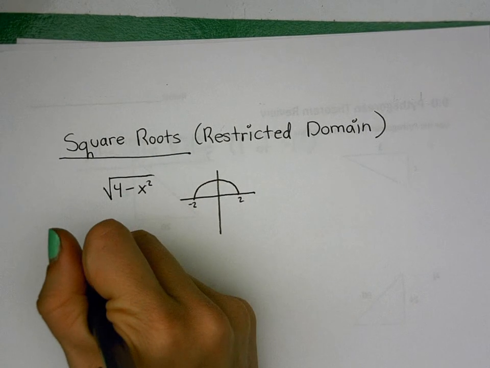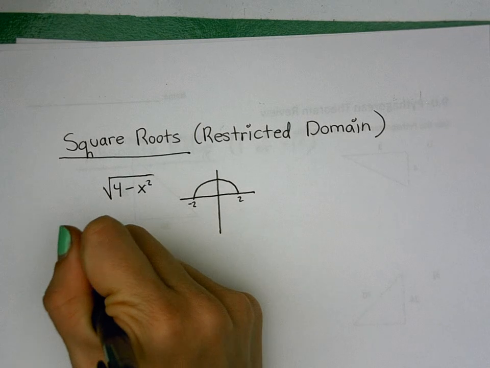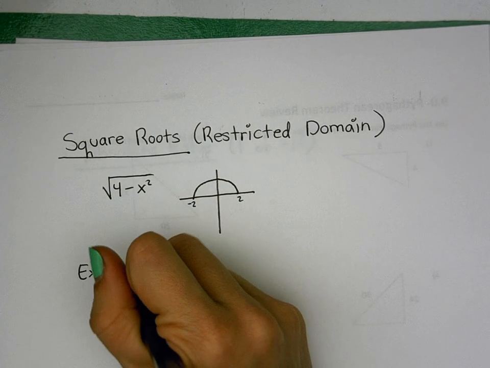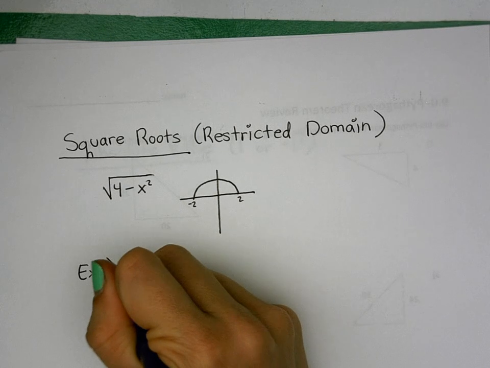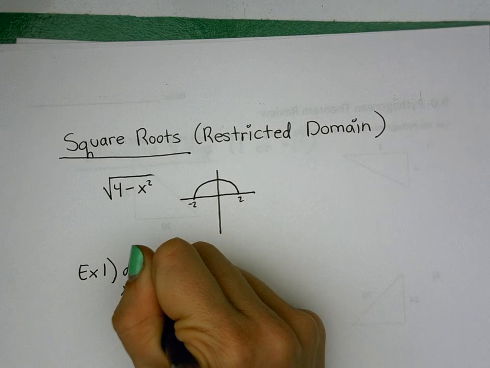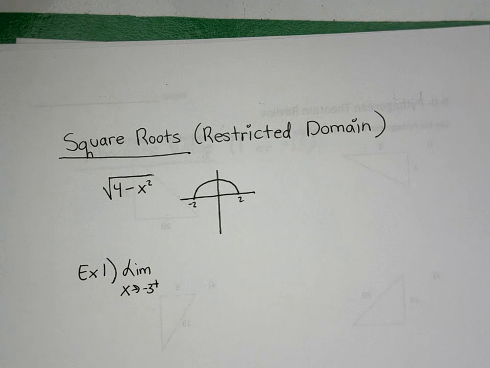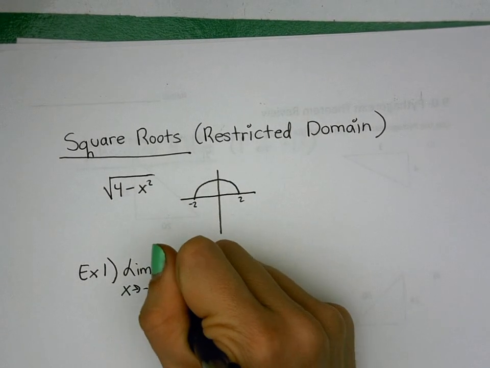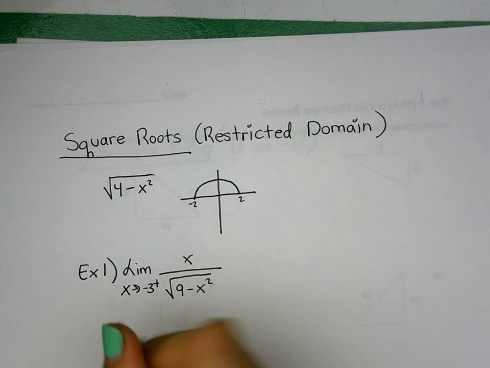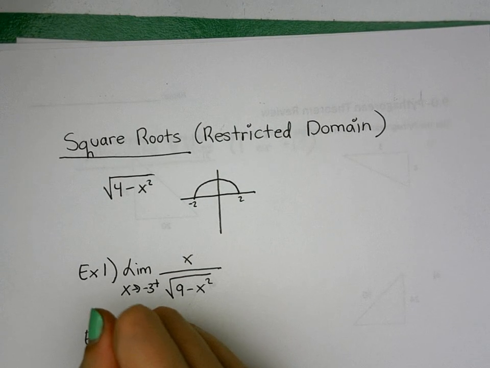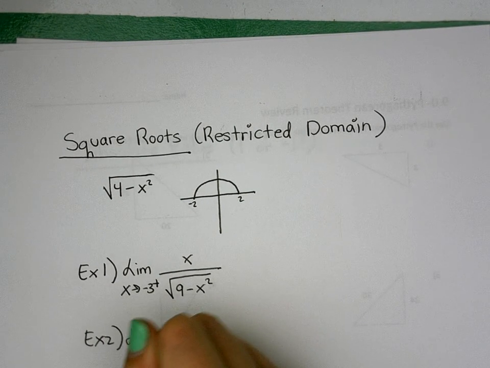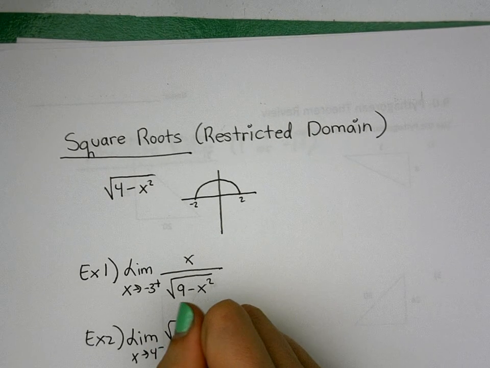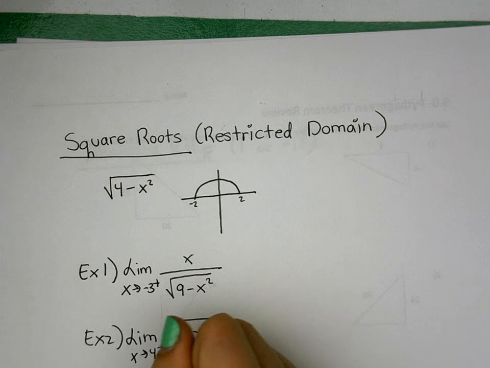Okay? In terms of what that means for you guys in terms of solving, is not going to mean a whole lot. So we did kind of two examples. Limit as x approaches -3 from the right of x over the square root of 9 minus x squared. And then example 2, we did limit as x approaches 4 from the left of square root of 16 minus x squared over x plus 4.